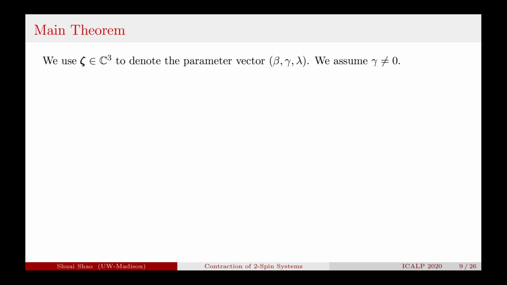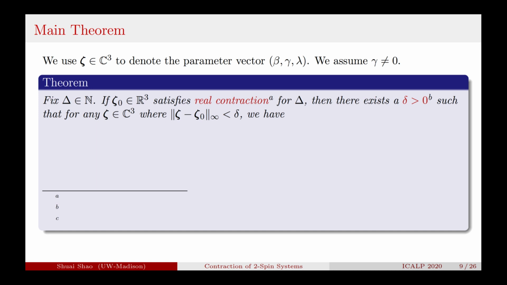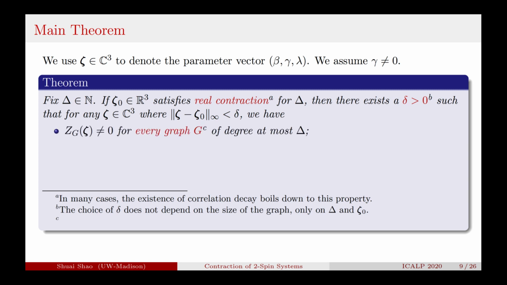We use zeta to denote the complex parameter vector, and we assume that gamma is non-zero. Then we fix the degree bound delta, and if the real parameter zeta sub 0 satisfies real contraction, which is a sufficient condition for the existence of correlation decay for some real parameters, then there exists an epsilon larger than 0 such that for any complex parameter that is in the complex neighborhood of zeta sub 0, the partition function is non-zero for every graph. This is even true for every graph that contains some pinned vertices. And here the choice of this small epsilon does not depend on the size of the graph.